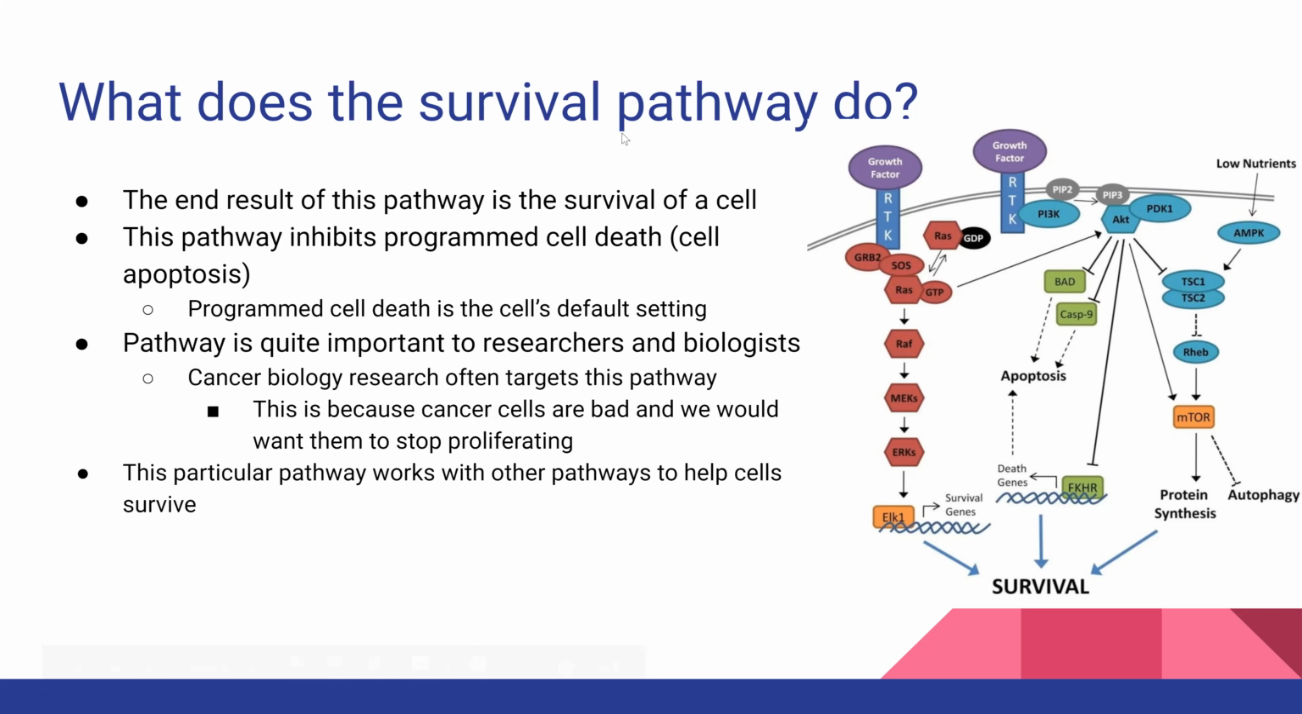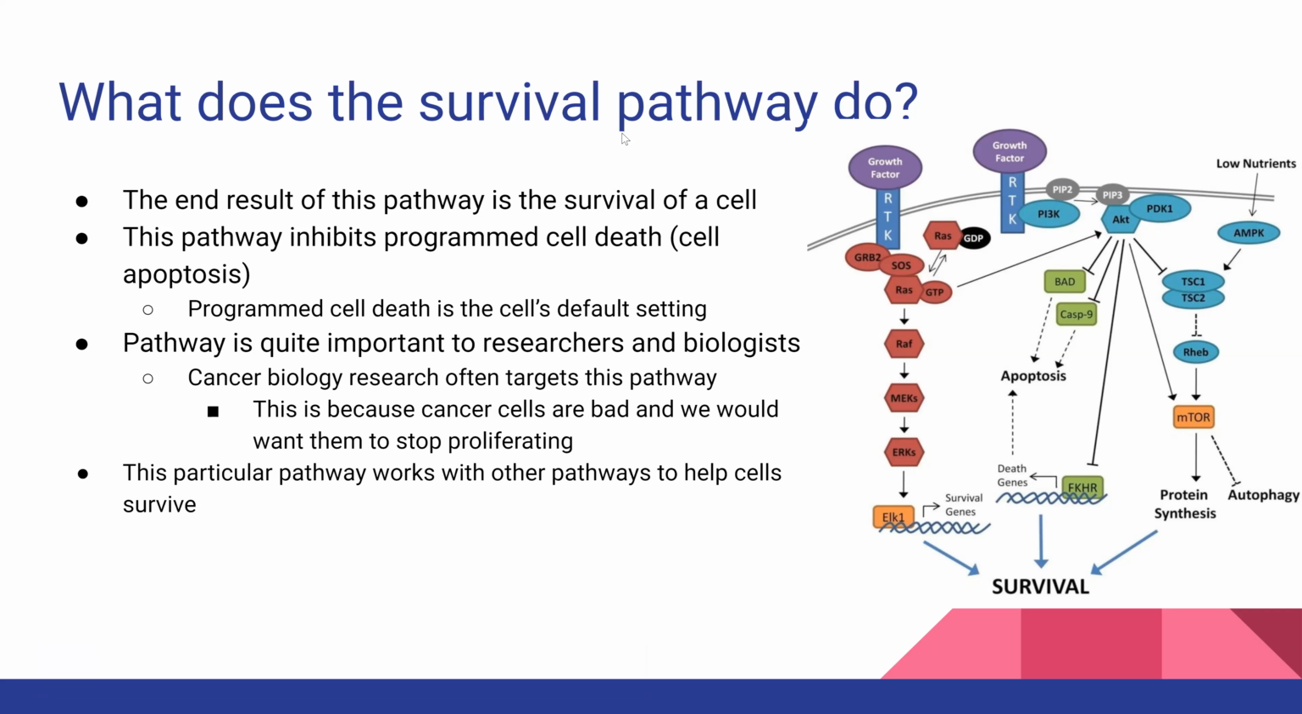Okay. So like I said, the pathway inhibits programmed cell death. And this pathway is important to biologists because cancer research often targets this pathway, because cancer cells are bad and we probably want them to stop dividing and growing. We would want to shut down the survival pathway.